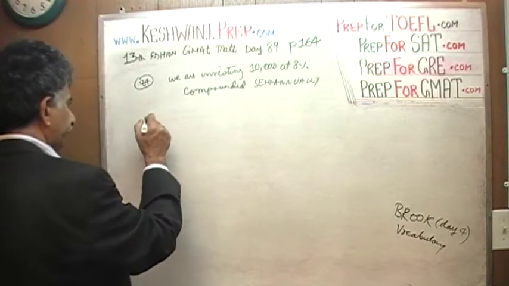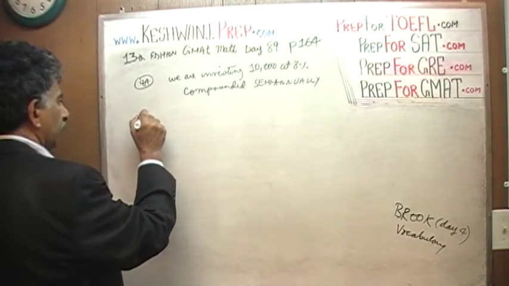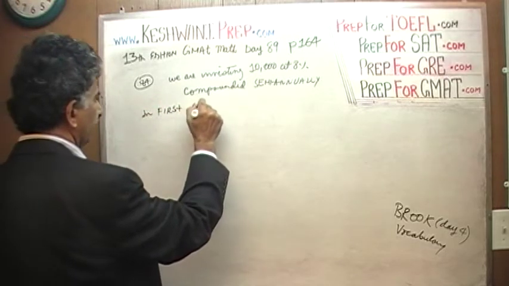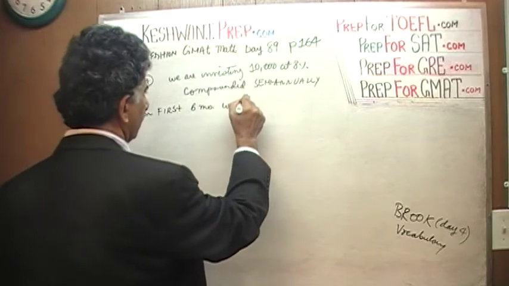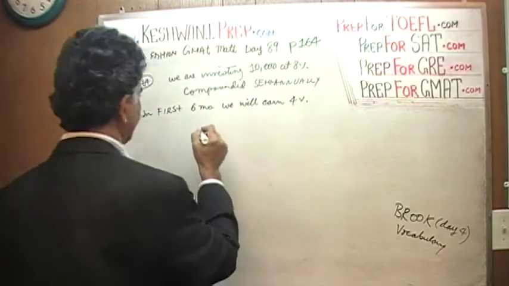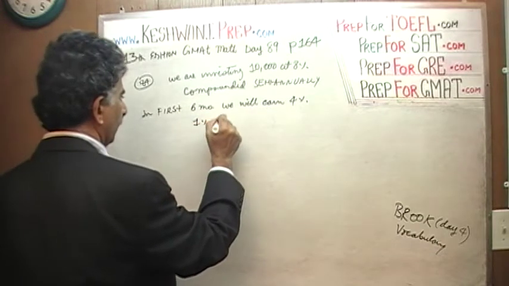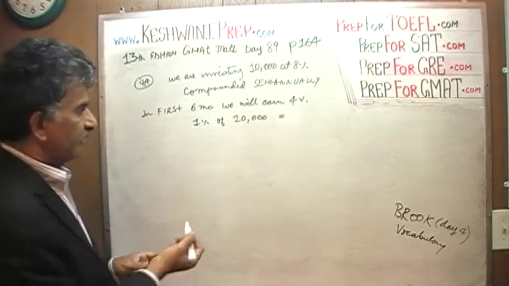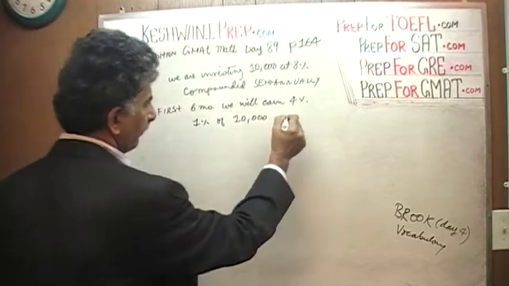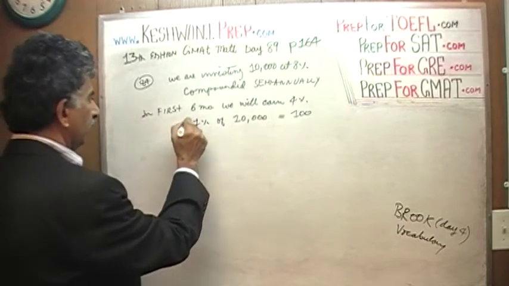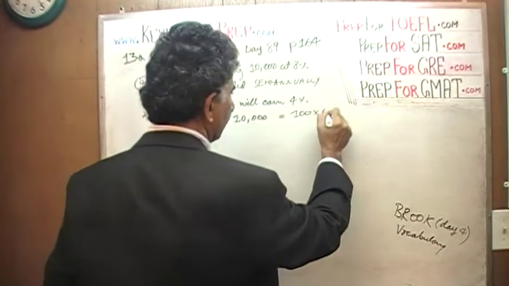So in first 6 months, we will earn 4%. 1% of 10,000. 1% of 10,000 is very simple. You just knock out the 2 zeros, so it becomes 100. 1% of 10,000 is 100. Therefore, 4% is just 400.